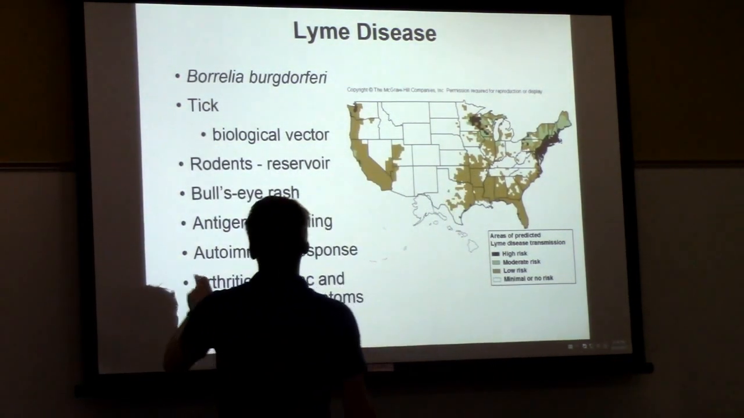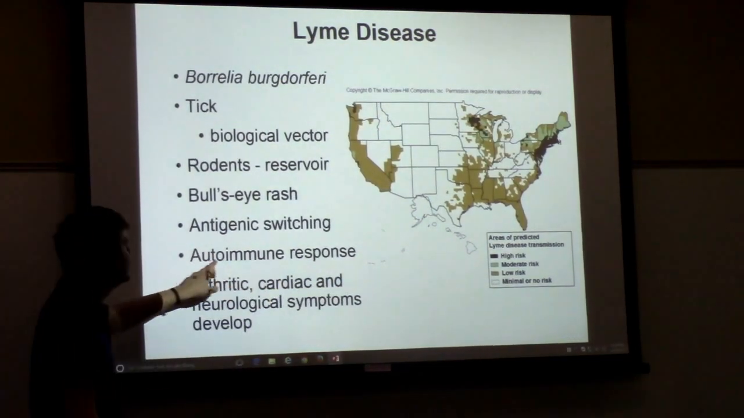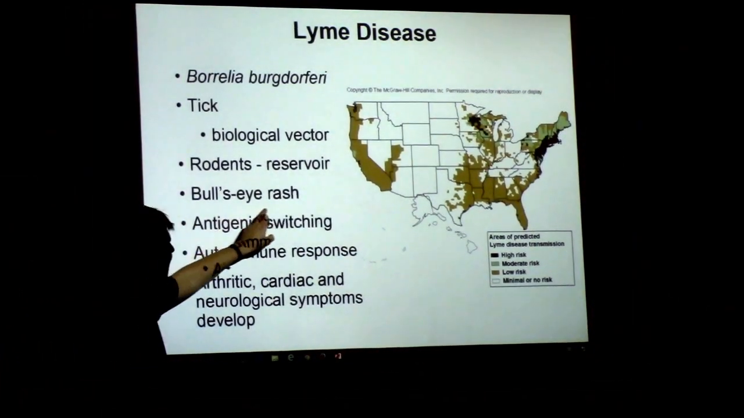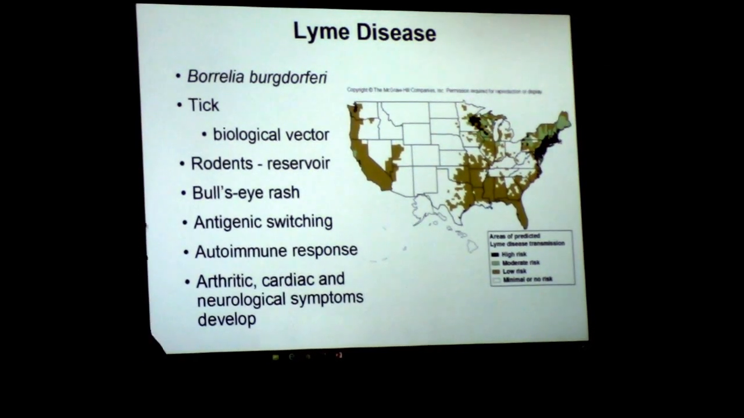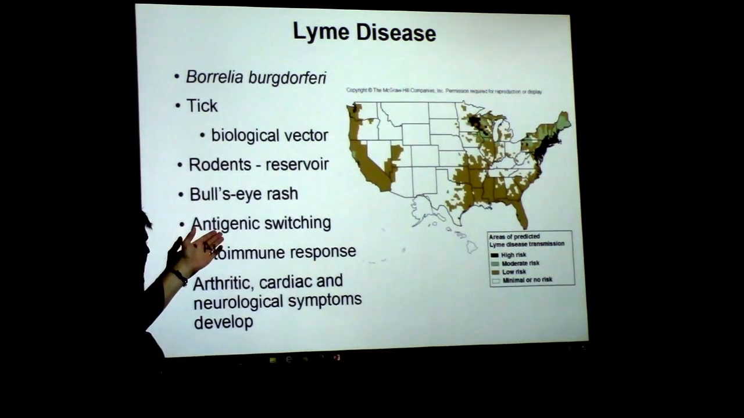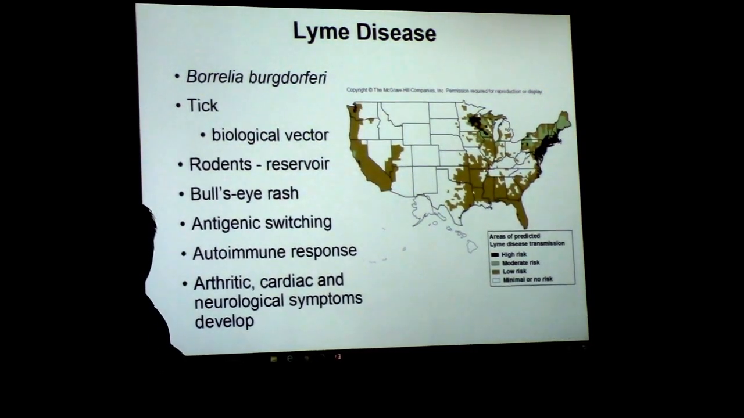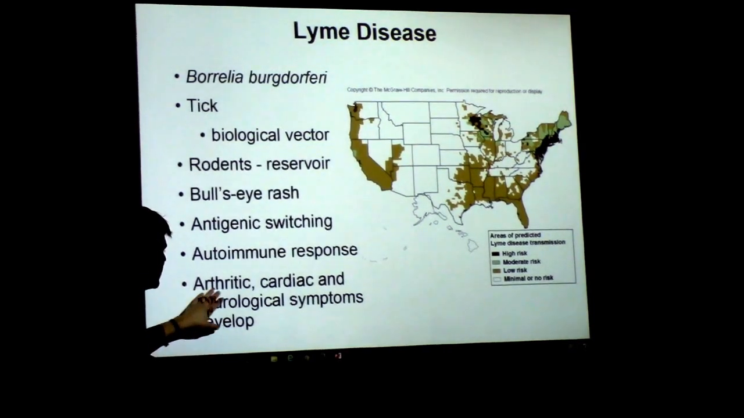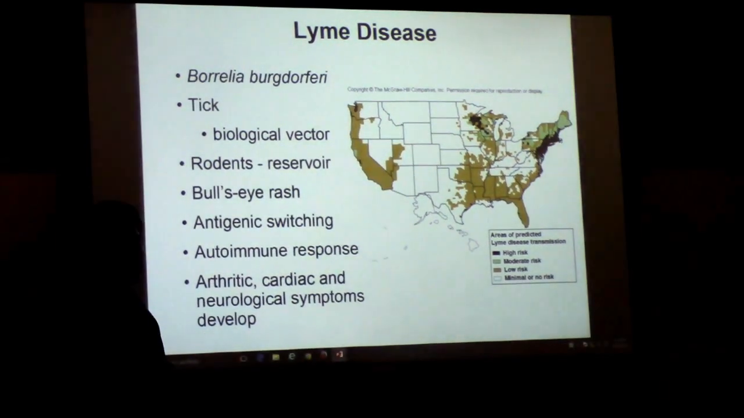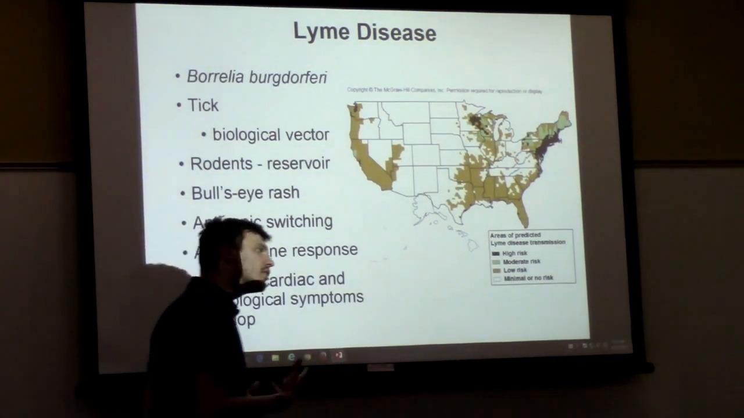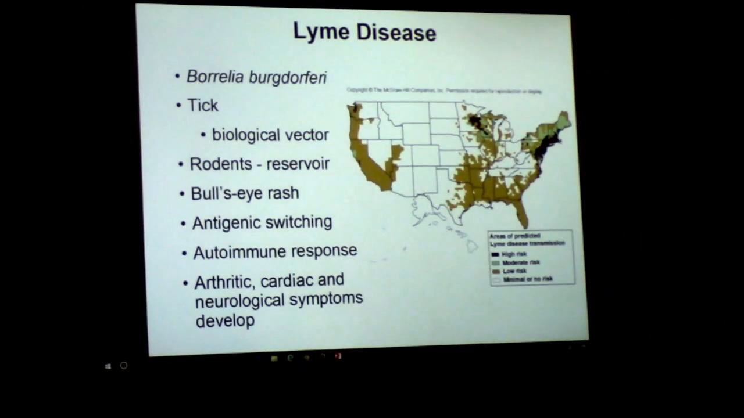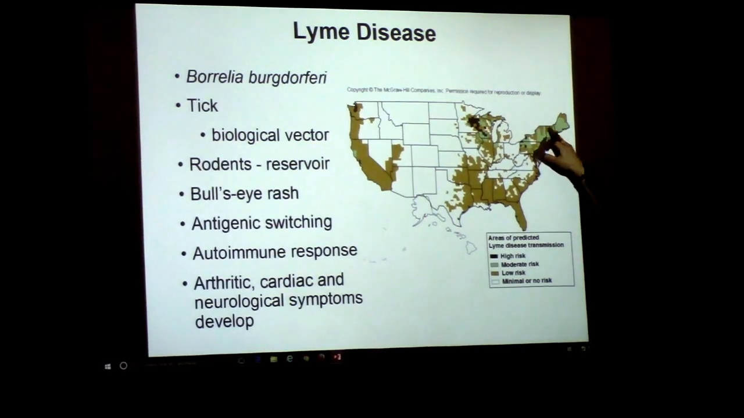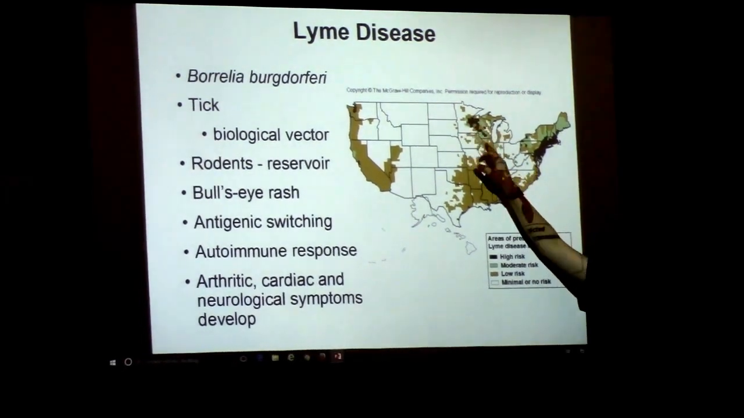Now, because it does this, oftentimes you can also get an autoimmune response. And that's because some of the antigens that they produce look like antigens that your body produces. So when your immune system responds with antibodies towards this organism, it also cross-reacts with your own bits and pieces. This can result in arthritis, cardiac problems, and neurological symptoms. If you don't get it treated early on, it's usually relatively difficult to cure, and you probably will be infected for the rest of your life. Now, we typically see this in areas where the deer tick is prevalent, so the Northeast, as well as the upper Midwest.